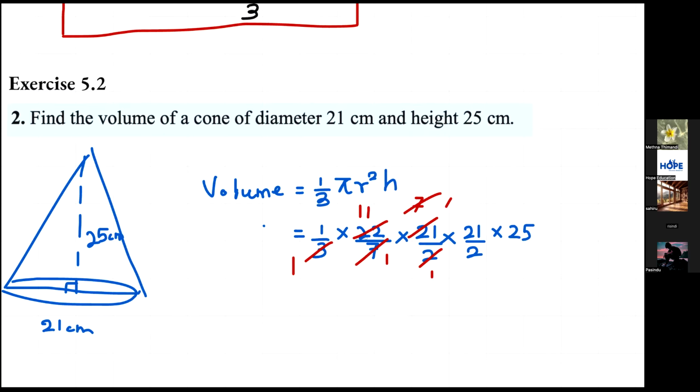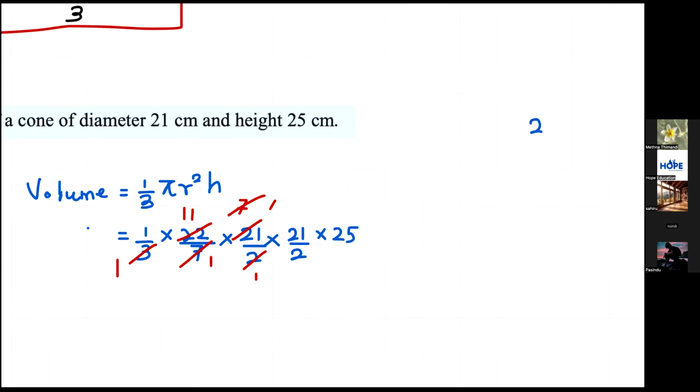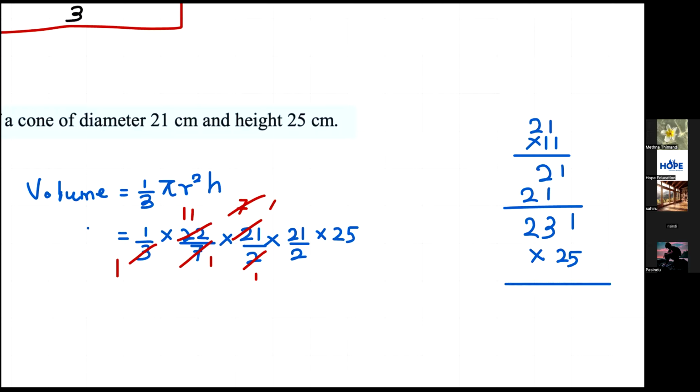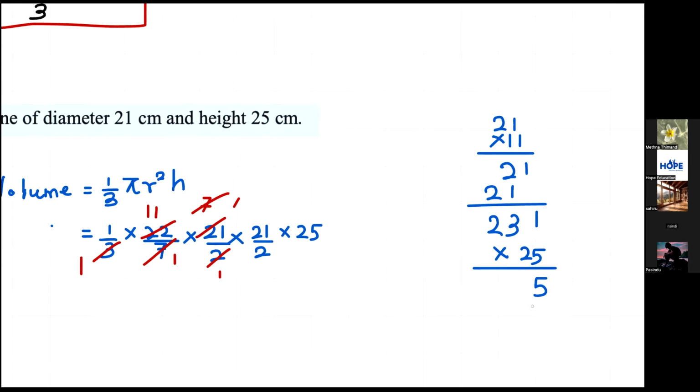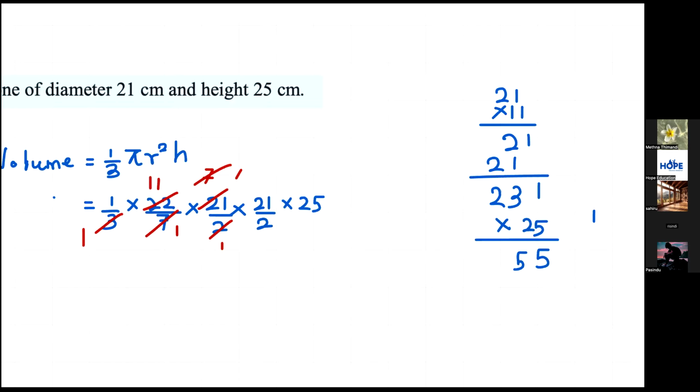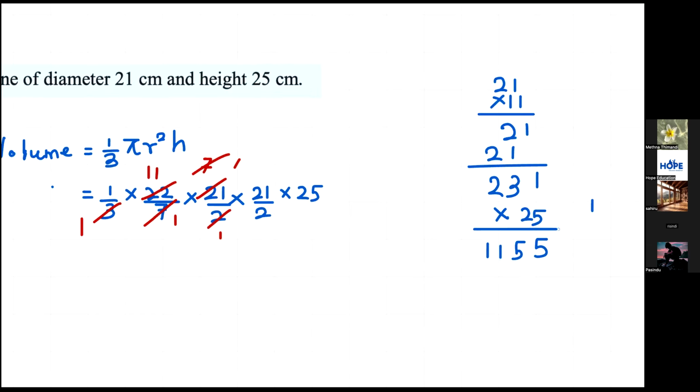Anyway, in the numerator we have 11, 21, and 25. We'll multiply. First 21 multiplied by 11. 1 times 1, 1. 1 times 2, 2. 1 times 1, 1. 1 times 2, 2. So 1, 2 plus 1 is 3. And then here 2. That we have to multiply by 25. So let's multiply this by 25. 5 times 1 is 5. 5 times 3 is 15. 1 remaining. 5 times 2 is 10 plus 1, 11.